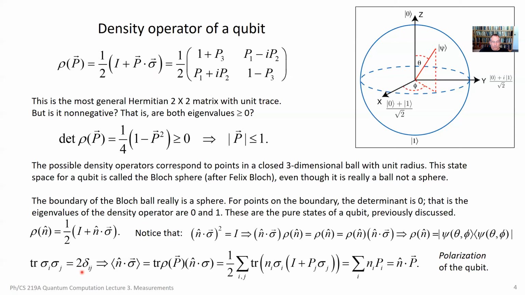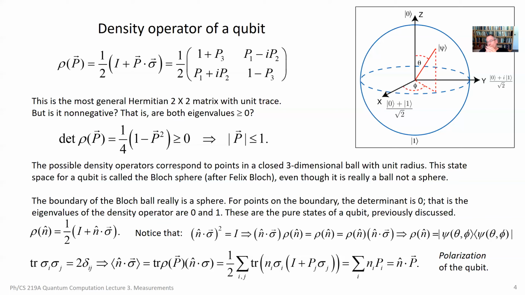I get a 2 here in front of the delta ij, which cancels the 1/2 in the normalization of the density operator. So what we're left with is just the sum of n_i p_i. It's just the dot product of that unit vector n and the vector p, which we use to label the density operator. So that's the expectation value of the spin along the n-axis in the state described by the vector p. We call p the polarization of the qubit.